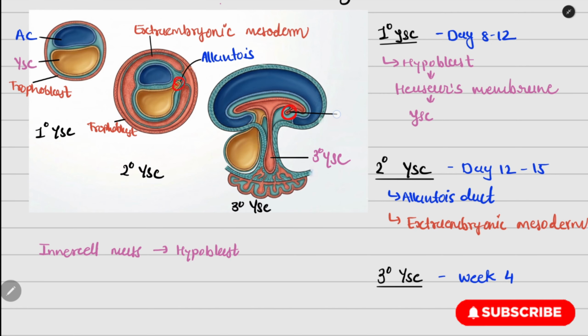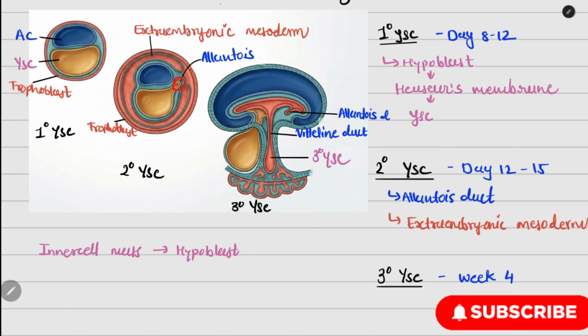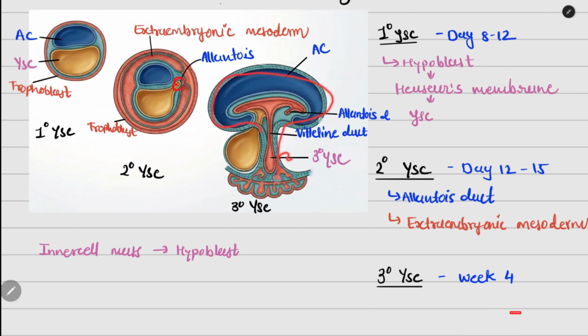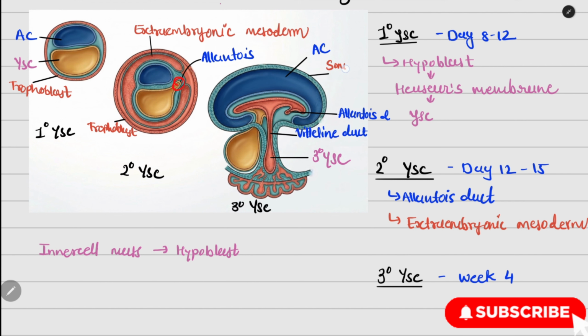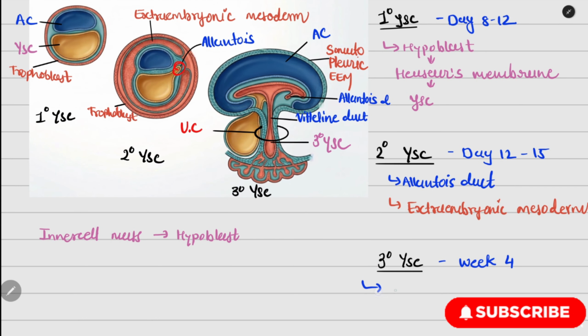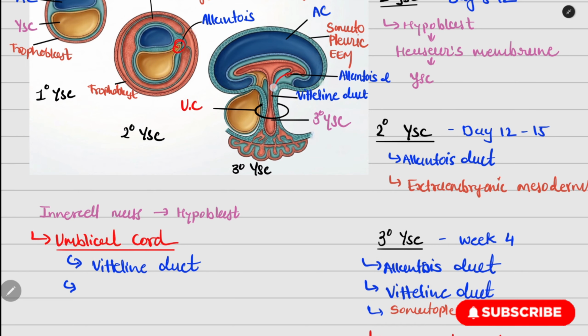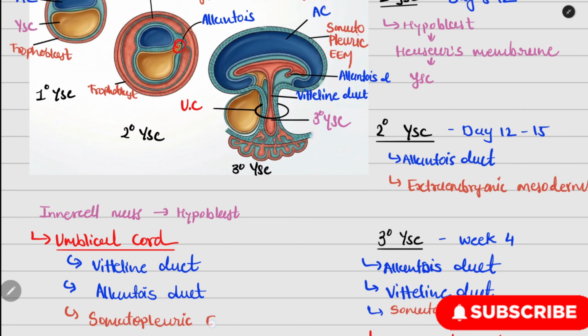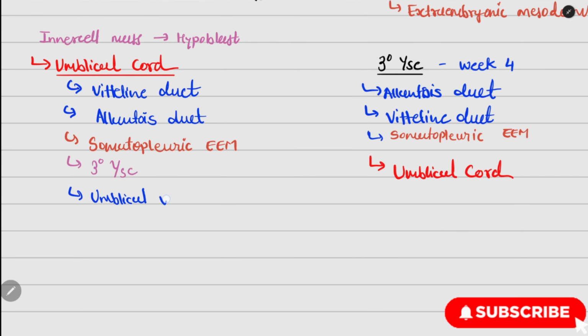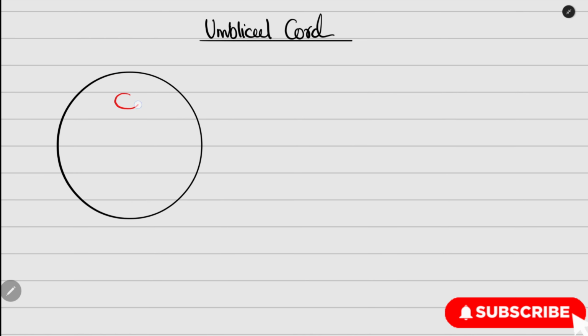And we have the Allantois duct and Vitelline duct from the endoderm. This is the amniotic cavity. And now the extraembryonic mesoderm differentiates into somatopleuric extraembryonic mesoderm around the amniotic cavity. And this is the umbilical cord. Now let's see what the umbilical cord contains. We have the Vitelline duct and Allantois duct in the umbilical cord, extraembryonic mesoderm, tertiary yolk sac cavity, and many more. Now let's draw it by ourselves so we can understand more.